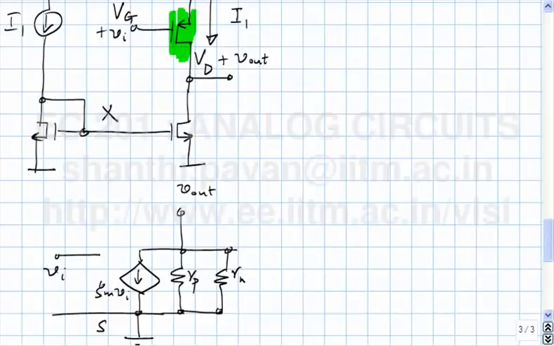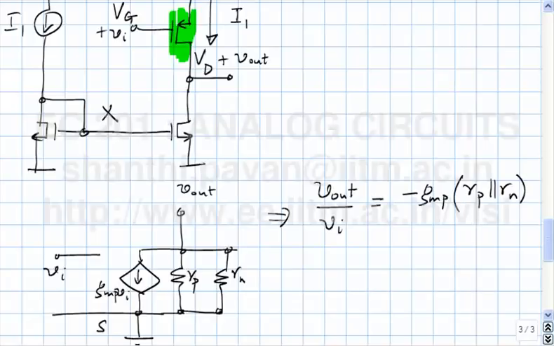What is the incremental gain? Vout by Vi is what now? Look carefully. This is Gmp. It's minus Gmp times Rp parallel Rn. And if you had ideal transistors, Rp and Rn would both be infinite. So in principle, if you had ideal transistors, you would get infinite gain. In practice, it's not uncommon to get a gain of 100 or so.